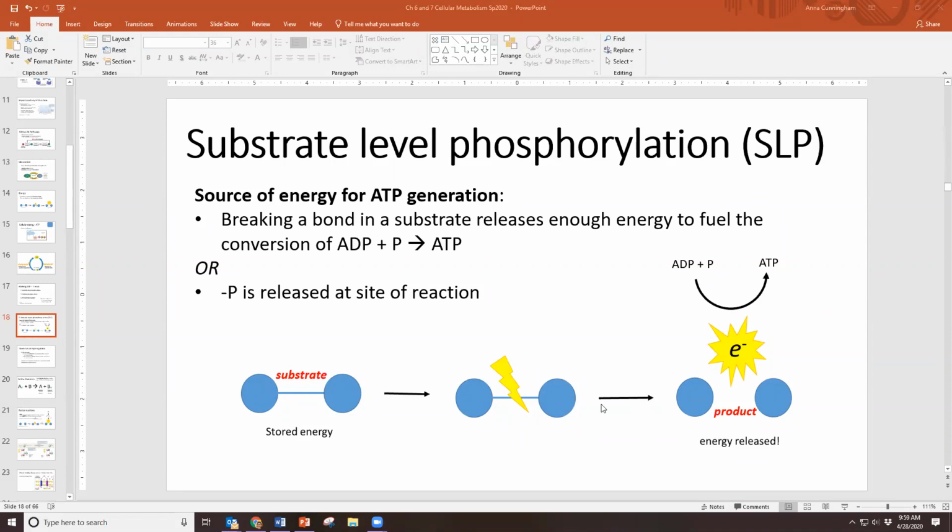Substrate level phosphorylation requires one step, breaking a bond. And that breaking of a bond releases enough energy that we can fuel the phosphorylation of ADP to form ATP. All right, so that's substrate level phosphorylation. That was our first way that we can generate ATP. We break a bond, which releases enough energy to form the bond in ATP.